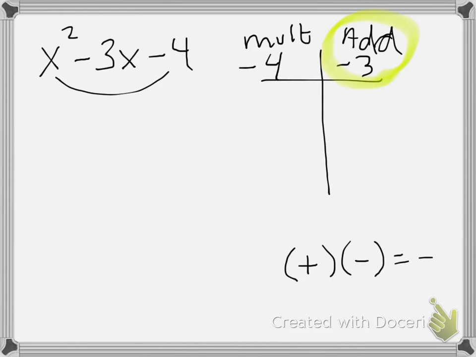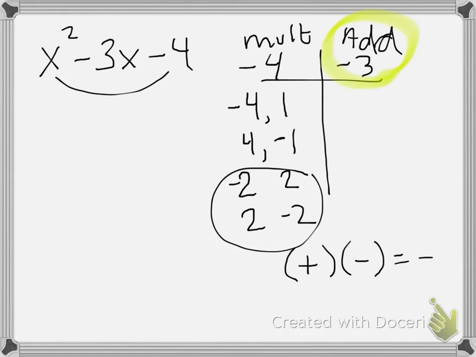So that's kind of confusing. I'll explain as we go. So if you look at 4, you could have this, or you could have this, or you could have this, or you could have this. And these two are going to be the same thing. So let's look at what they add to. So negative 4 plus 1 makes negative 3. And we just happen to get the answer right away on that one.